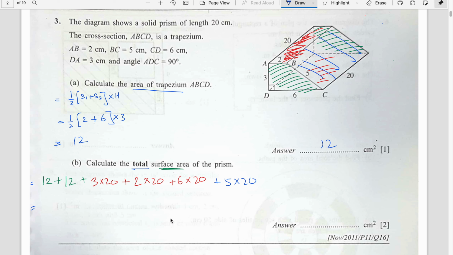So these were the 6 different shapes: 24, 60, 40, 120, 100. And adding them, 60 plus 40 is 100, 200, 220 and 244. Another method could have been, we can take the lengths first and then multiply it with the height. The answer is 344.